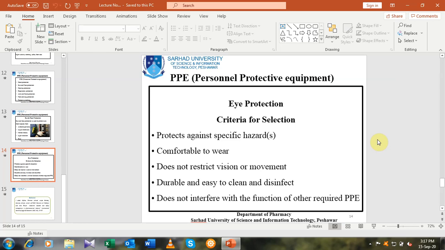It must be durable and easy to clean and disinfect for long time working, and does not interfere with the function of other required PPE which are necessary at the premises.